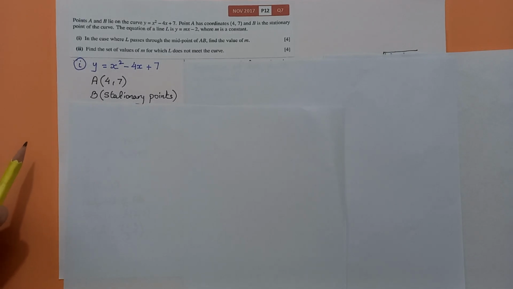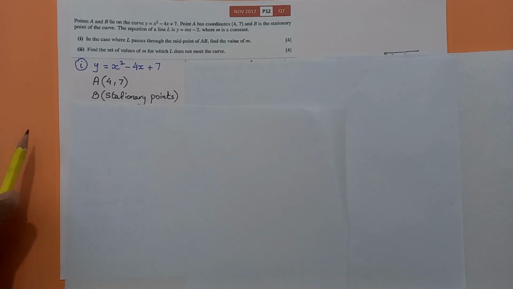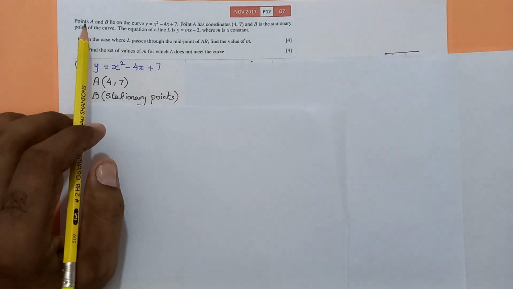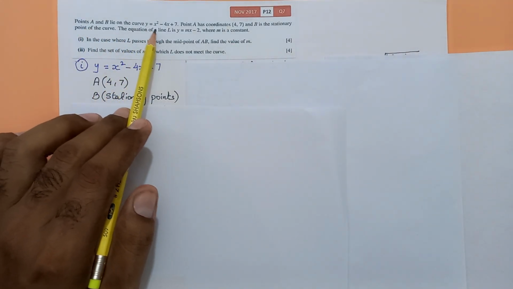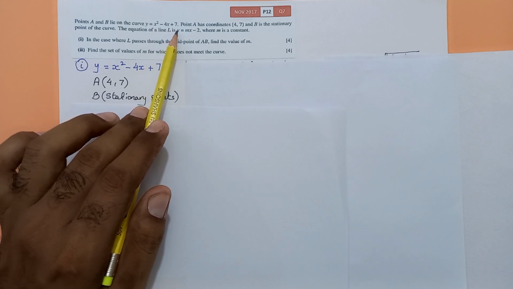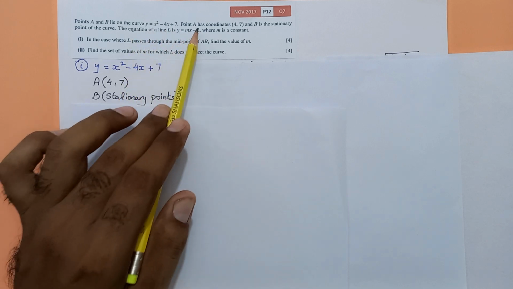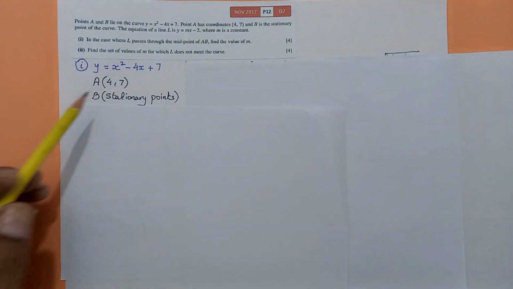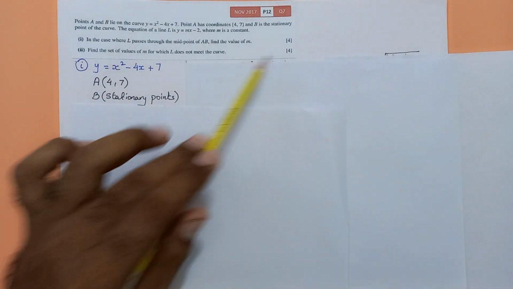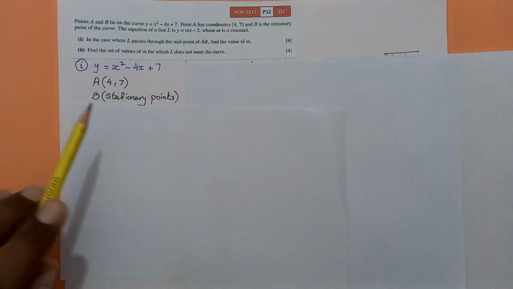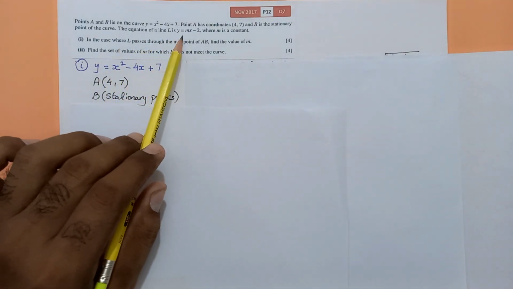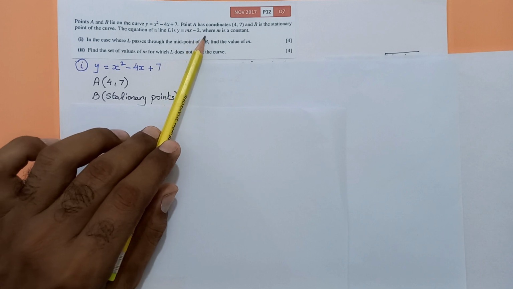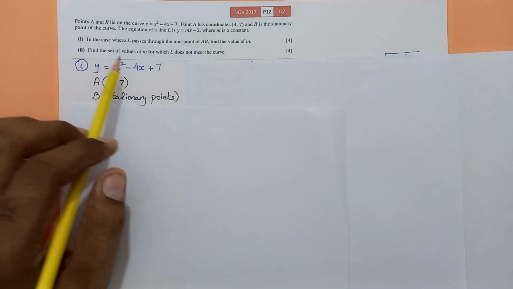Hello everyone. We have a question which says that points A and B lie on the curve y = x² - 4x + 7, which is the equation of the curve. Point A has coordinates (4, 7) and B is the stationary point of the curve. The equation of the line L is y = mx - 2, where m is a constant, according to the first part of the question.